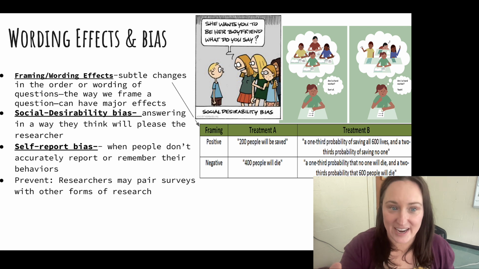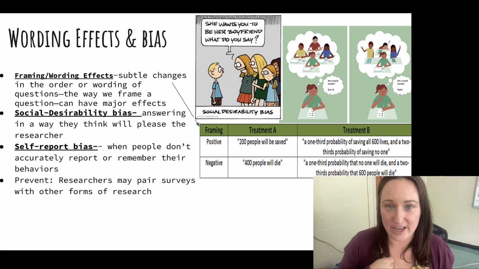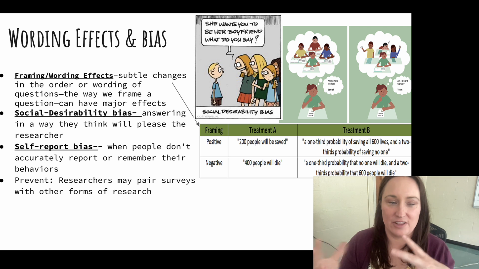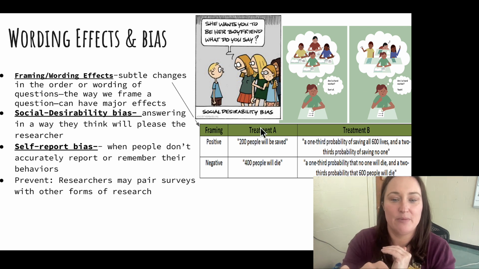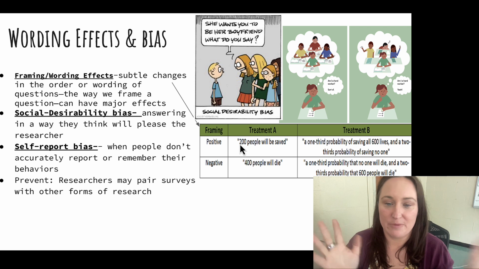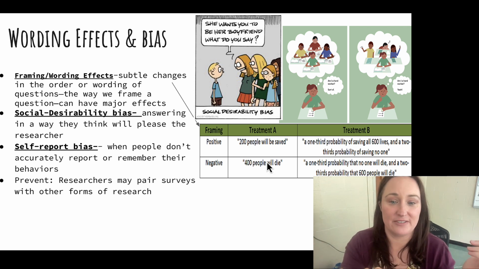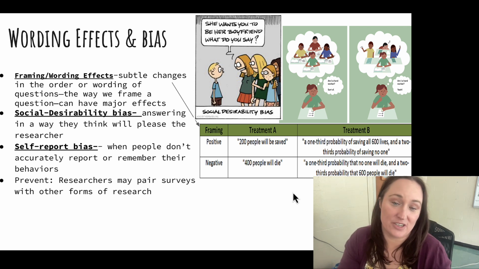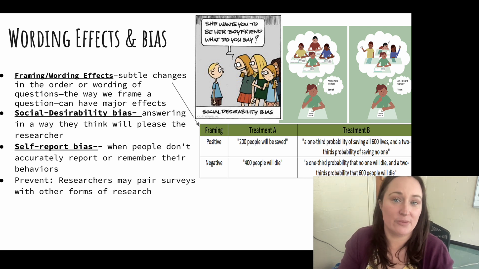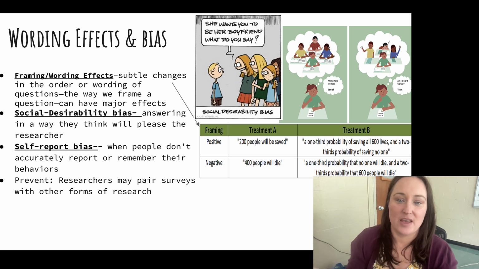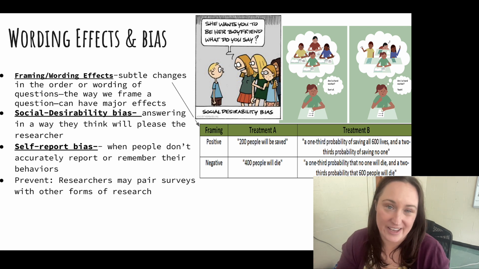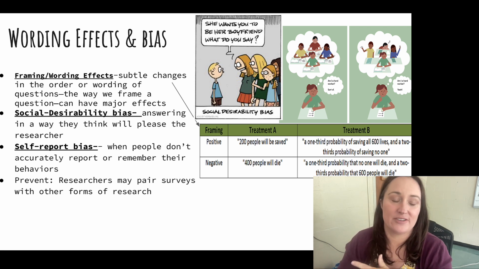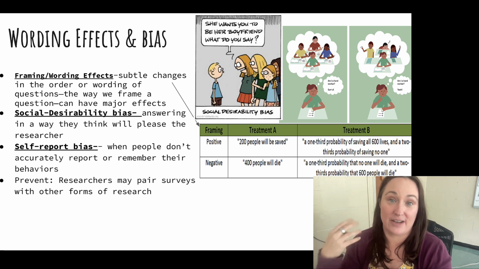Here are the faults that it has. So first, there's framing and wording effects. Here's an example. We have this treatment A. It's going to do both of these things. How you word the question can change people's answers. It does change people's answers. So if it's worded 200 people will be saved in that positive way, more people are like, yes, treatment A. If it's worded 400 people will die, it's going to lean the other way, right? So framing, the way that we word the question, impacts our answers, impacts our data.